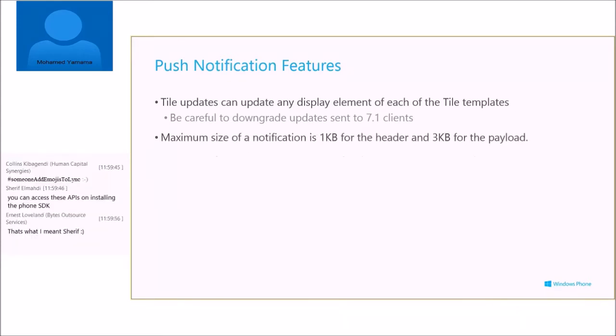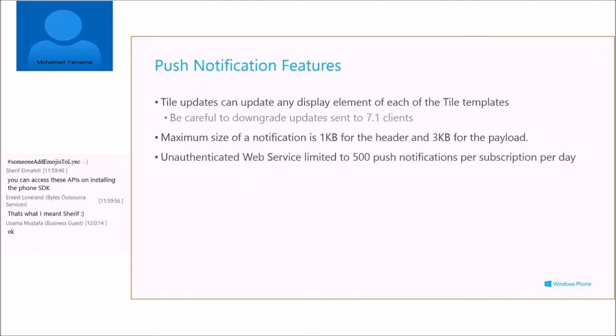The maximum size of a notification is 1 kilobyte for the header and 3 kilobytes for the payload. So be careful what you're sending, which is not a small thing. You don't send images or videos through a notification. You can send a URL to them, but you don't send that through the post.